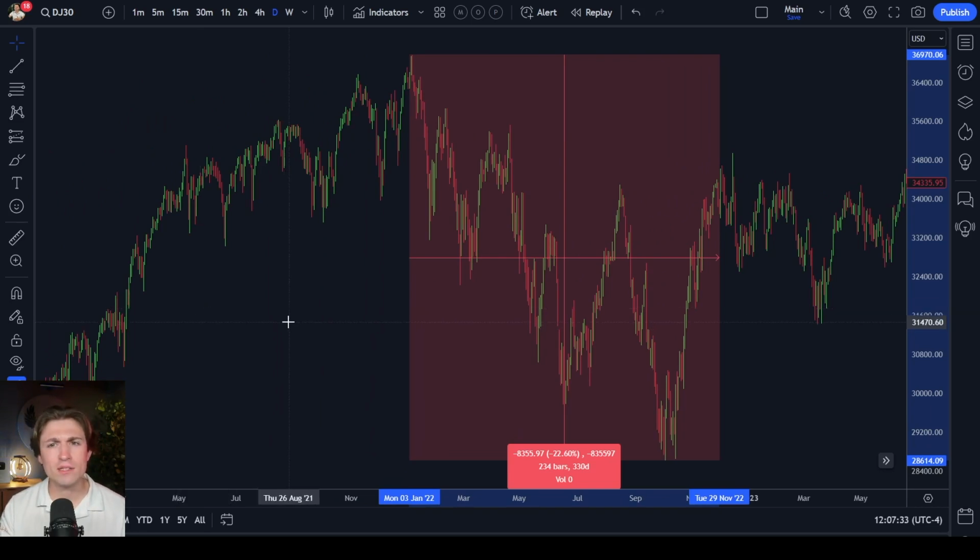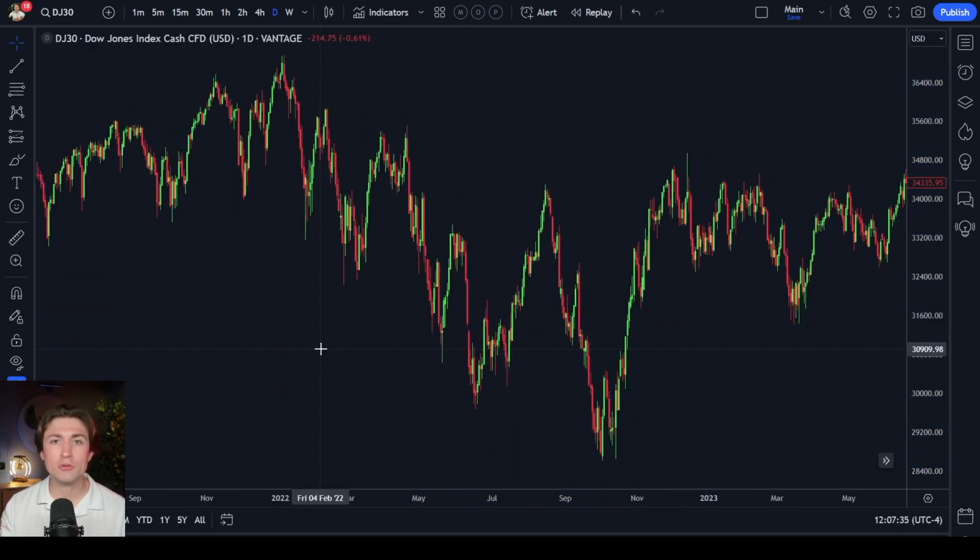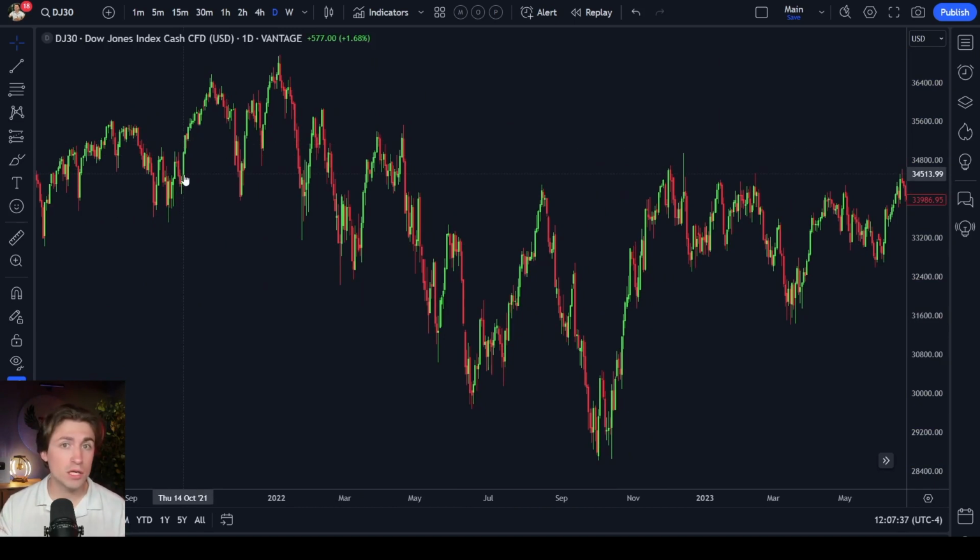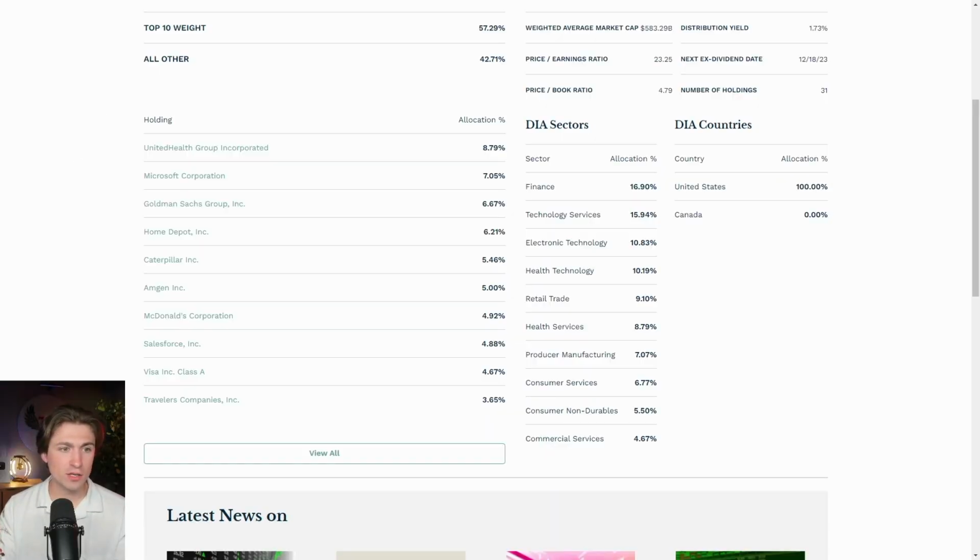Now, what is the reason behind this? Well, the Dow Jones is just much more concentrated on safe and steady companies. I'll show you some of them. So when we take a look at the concentration of this type of index, what we can see is that United Health, Microsoft, Goldman Sachs, we have a much more diverse list.